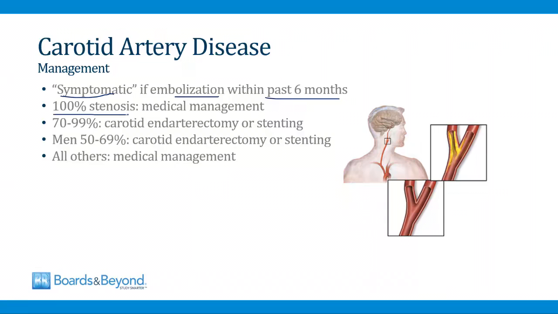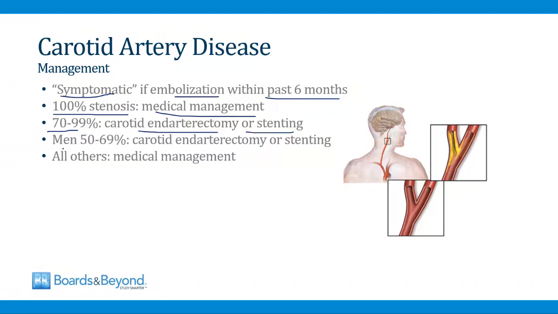Some patients have a complete occlusion of the carotid artery, and these patients get medical management only. These patients usually have collaterals that are supplying the brain on the side that is occluded. In a patient with a 70 to 99% carotid artery stenosis, those patients are usually treated with either surgical carotid endarterectomy or carotid artery stenting.